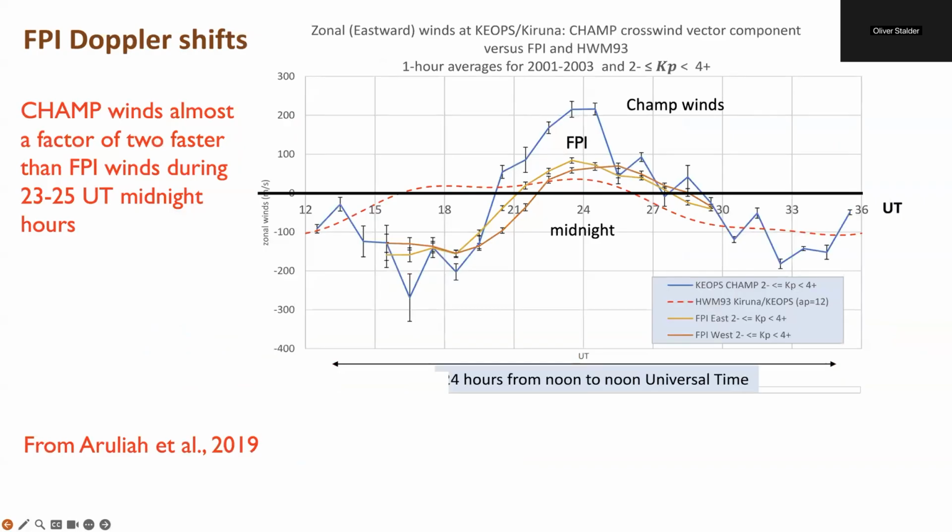And the reason for wanting to observe helium is illustrated here. The Fabry-Pérot shows winds that are greater by a factor of 2 compared with CHAMP winds for the midnight period. This is a graphic taken from a paper by Anasuya Aruliah, in which she demonstrated on a statistical basis that there's a discrepancy between the Fabry-Pérot winds and the CHAMP winds seen at midnight. The CHAMP winds are at 400 kilometers. The Fabry-Pérot winds are lower, at 250 kilometers. So it looked as if there's a difference in the wind speed between the two altitude regions.